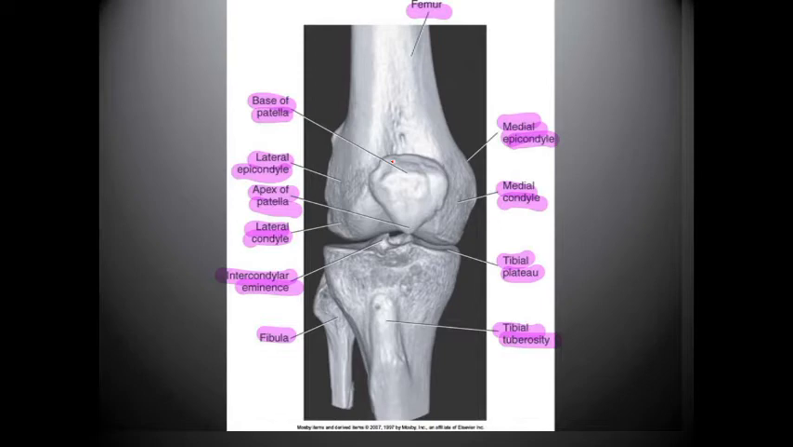Here is a volume rendering of basically the drawing. You can see that it's a little more difficult to see. We have the medial epicondyle, lateral epicondyle somewhere in here. Notice this is turned in an oblique fashion on a straight AP, so that skews this a little bit. We have the lateral condyle, the medial condyle, tibial spine with the intercondylar eminence here, tibial plateau, tibial tuberosity, and the fibula.